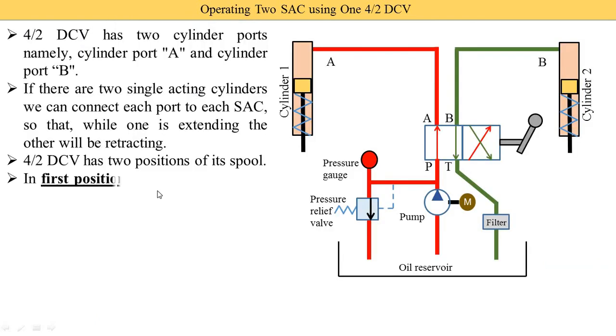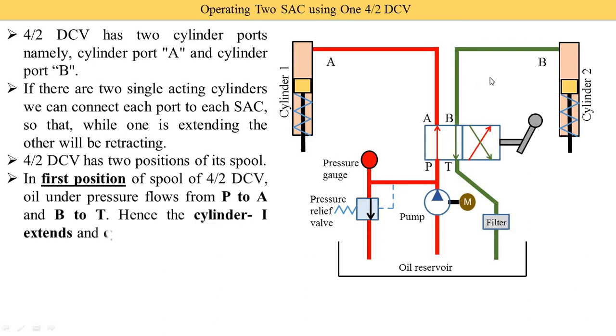Now I explain the first position of the spool. Here you see this image for the first position. For the second position, I draw another image. So you can understand it easily. In the first position of the spool of the 4x2 DCV, oil under pressure flows from P to A and B to T. Here you see the oil coming from the pump is entering the P port.